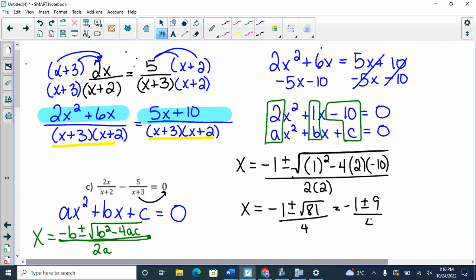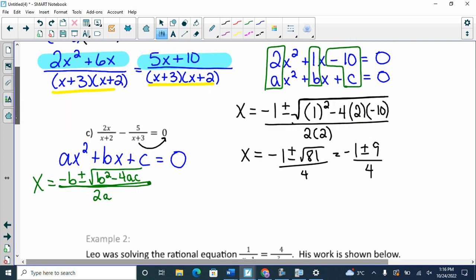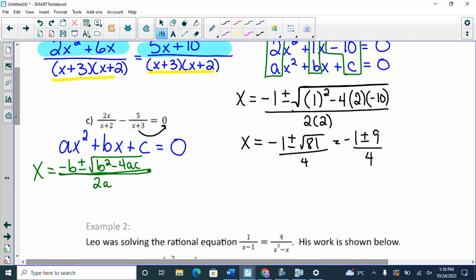The catch here is the plus or minus splits. Can you guys pay attention? You need to show an x in front of each of them. People will just give me answers. Well, that's not x equals. It needs to be x equals. So this is going to split. I'm going to get one answer that is x equals negative 1 plus 9 all over 4. And then I'm going to get one answer that is x equals negative 1 minus 9 all over 4. So this one gets me 8 over 4, which is 2. This one gets me negative 10 over 4, which is negative 5 over 2. So it splits.